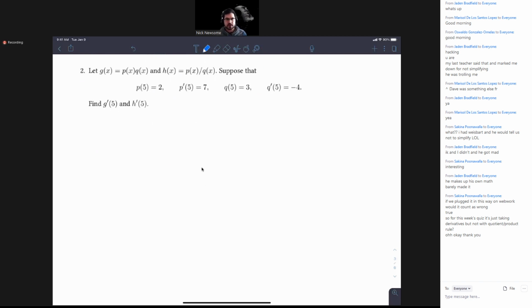So we have this function g of x, which is the product of the functions p and q. And we have the function h of x, which is the quotient of the functions p and q. We're given some information about what p, q, and their derivatives do when we evaluate them at 5. And what we're asked to do is figure out what happens with the derivative of g and h when we plug in 5. On the face of it, this looks kind of complicated, but all this really is an exercise in quotient and product rule.